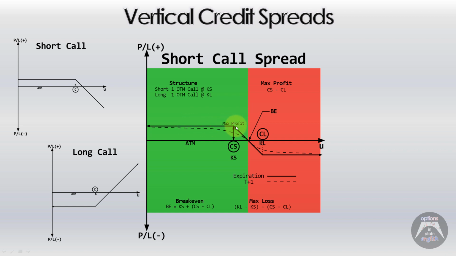So this is the expiration line. This is what a short call spread looks like. And the dashed line is, at any time prior to expiration, the profit and loss line, which is going to look something like this, where it starts approaching the expiration line, but it only actually reaches it at expiration.